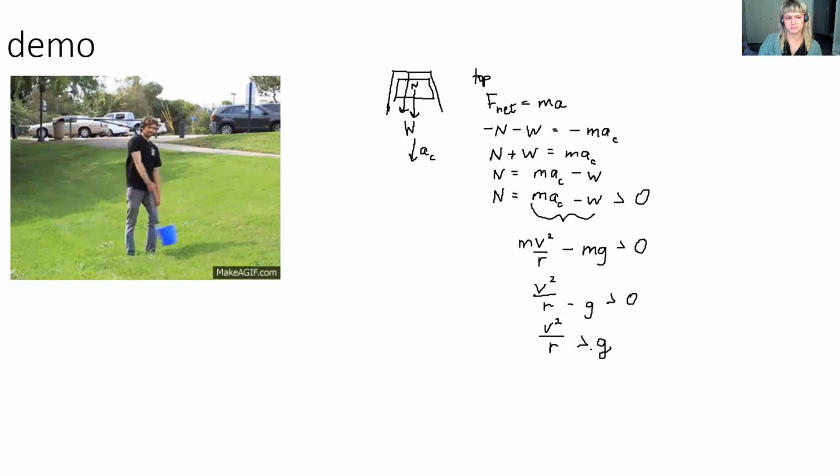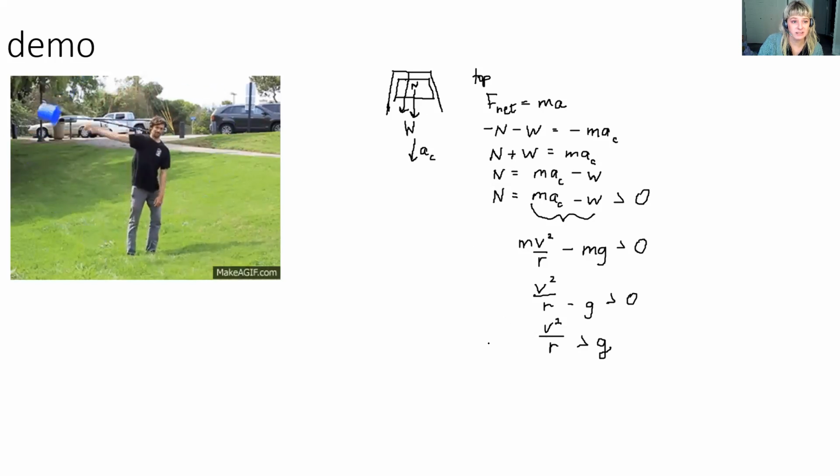Well, what does that mean? What it means is the bucket has to be accelerating faster than the acceleration due to gravity g. What does that mean? If the acceleration of the bucket is less than g, you're not going to be spinning it fast enough, and the water will fall out. You will lose contact between the water and the bucket.